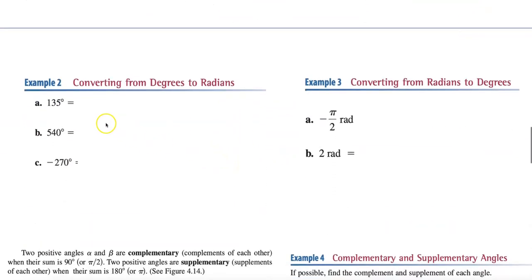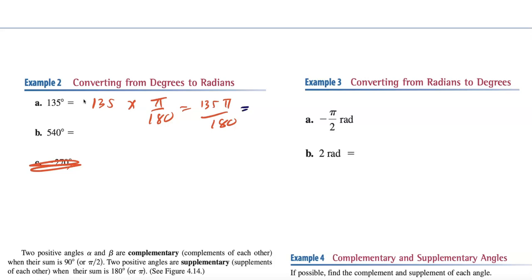Okay, so we're not going to do all of these. That's too many. They want us to convert this from degrees to radians. So I'm going to get 135. Right? I don't have a pi, so I'm going to multiply by pi over 180. So I get 135 pi over 180. Then you're supposed to reduce it. They both divide by 5.